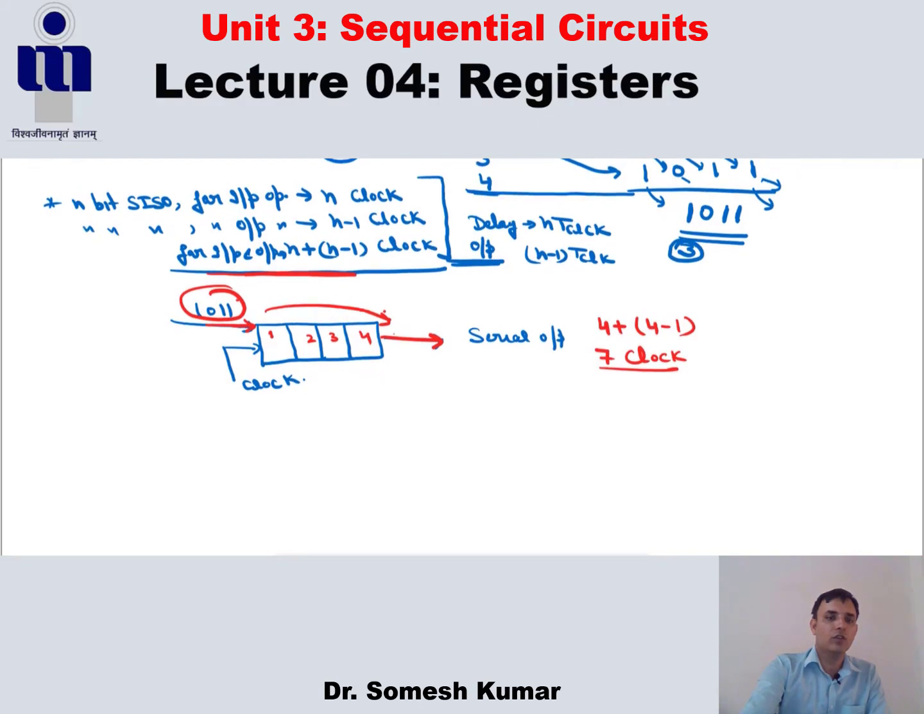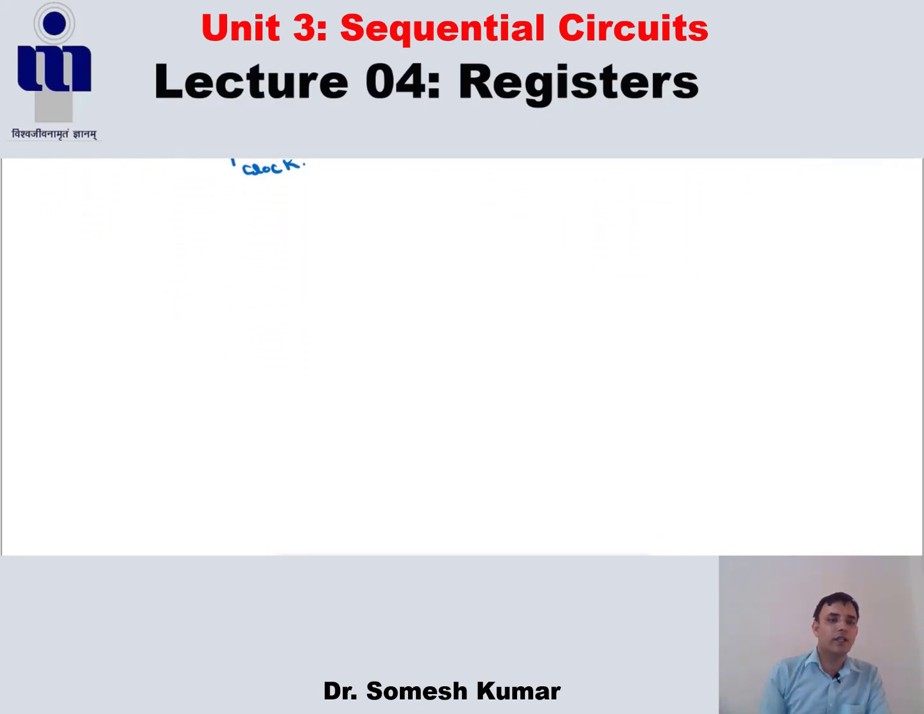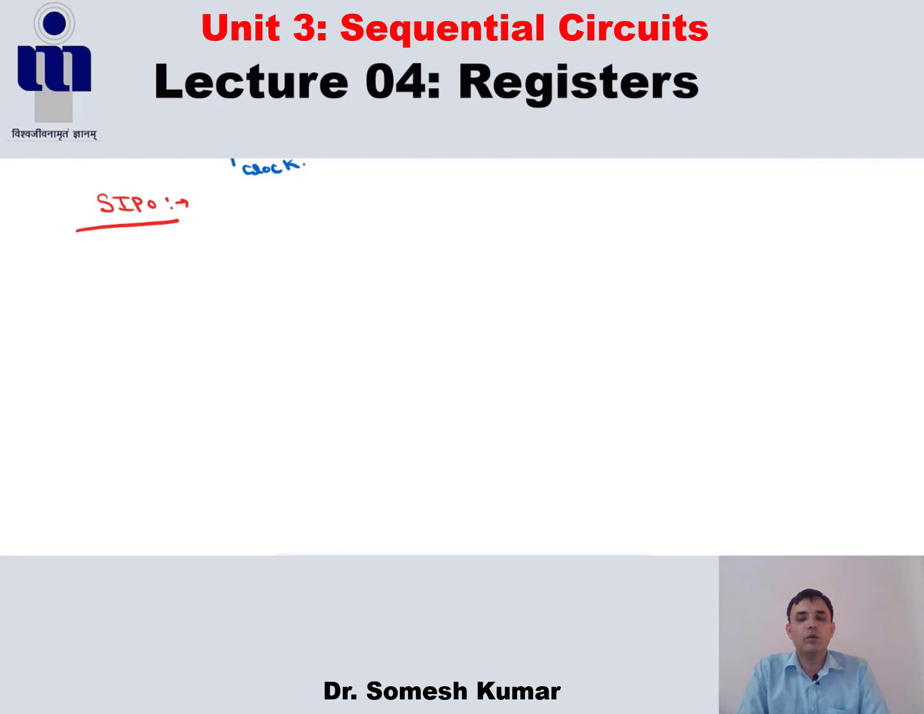So next we will study the next register, that is the serial input, parallel output. As the name suggests, here the input is given serially and the output we get is parallel. Similar to the SISO, in the SIPO also we will study the 4-bit SIPO. Similar to the SISO, in the 4-bit SIPO we use 4 D flip-flops. Here the input is given serially and the output we get in parallel. So first we will study its diagram.